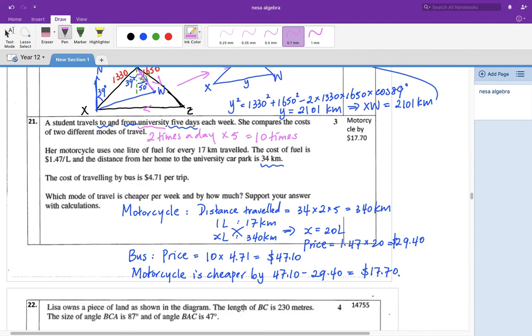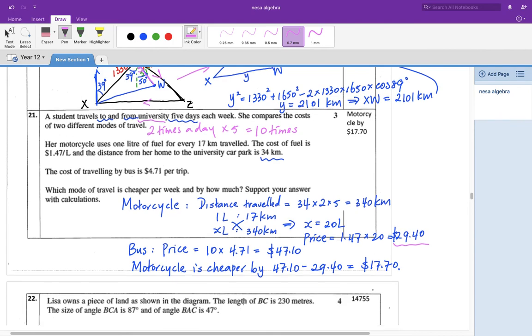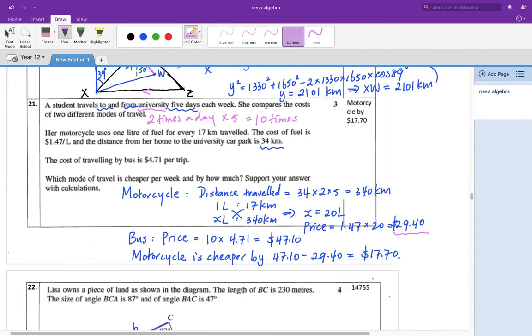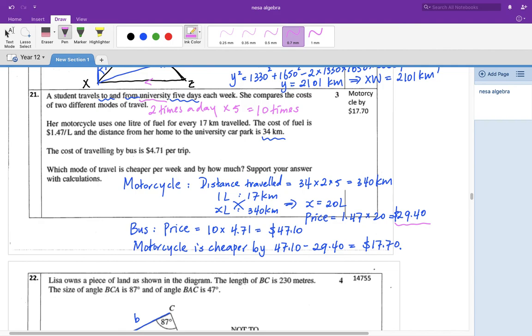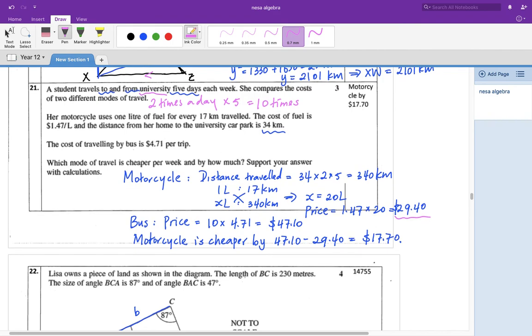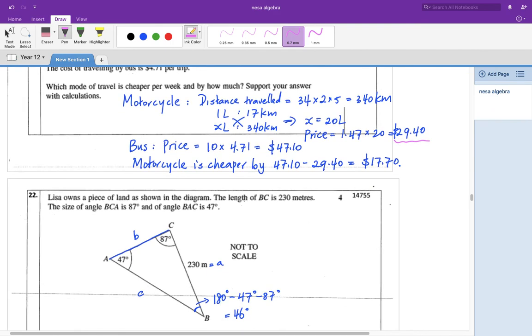So 20 litres times the unit price of the petrol will give you $29.40. This is the cost if she motorcycles. But if she travels by bus, it's going to be $4.71 per trip, and she makes 10 trips. So the total price will be $47.10. You do this minus $29.40. That's the motorcycle price, and you see that motorcycling is actually $17.70 cheaper.